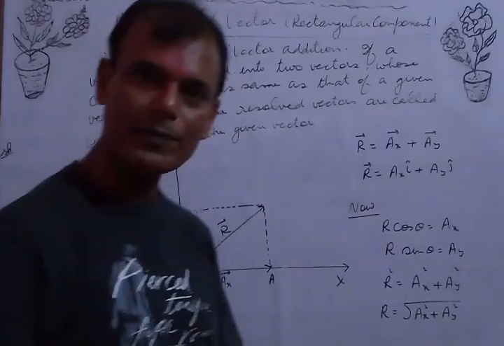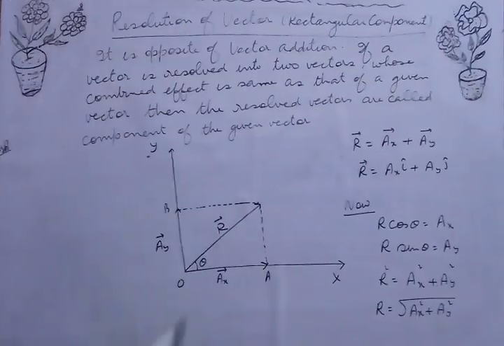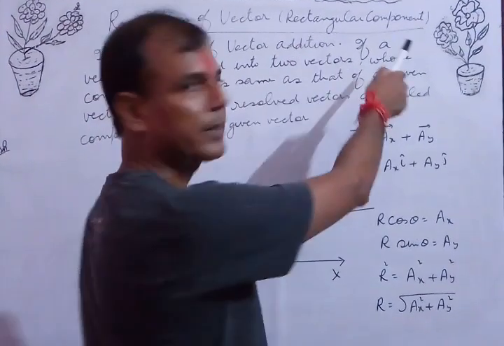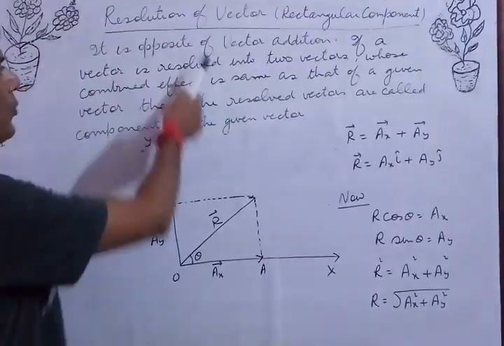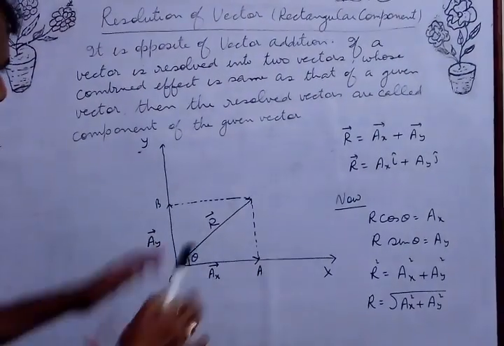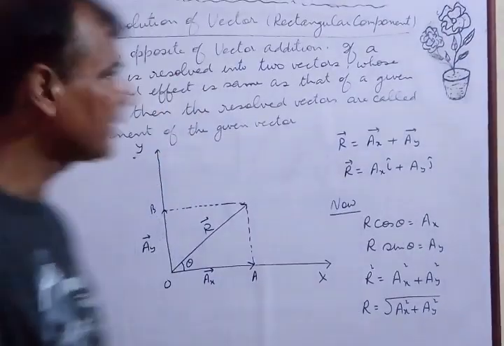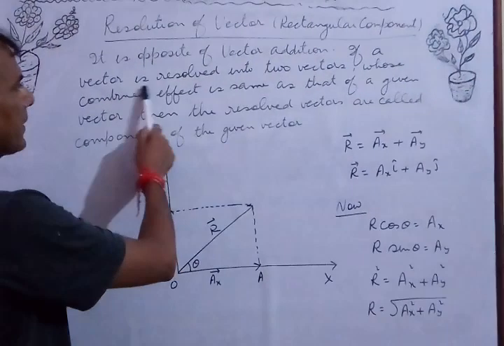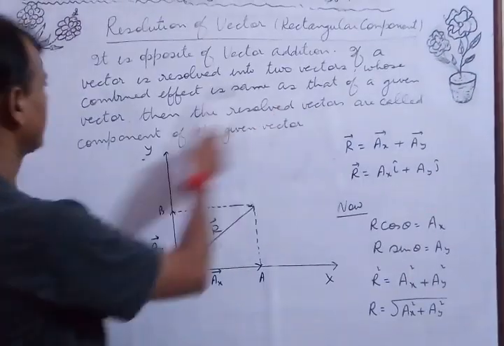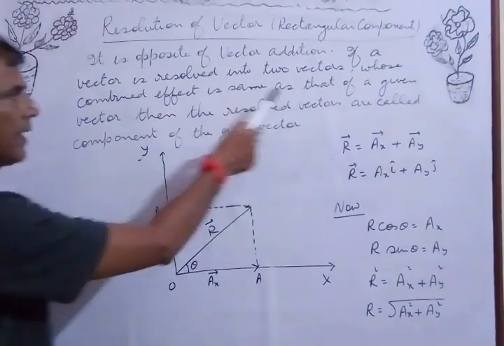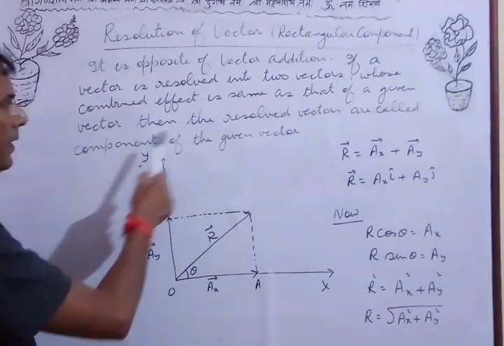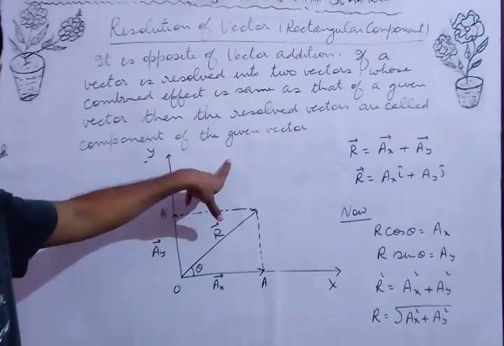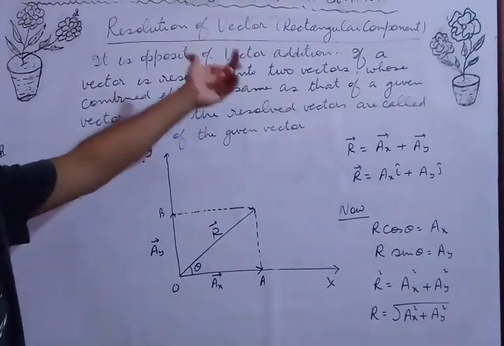We have seen addition of vectors. Now we will see resolution of vector, and we will see rectangular components. It is the opposite of vector addition. Till now we were adding two vectors. Now we will break up a given vector into two components. If a vector is resolved into two vectors whose combined effect is the same as that of the given vector, then the resolved vectors are called components of the given vector. So resolution is what? Breaking up a vector.